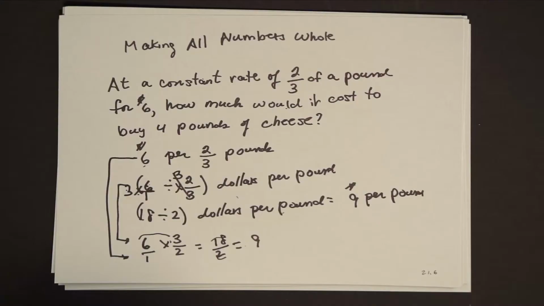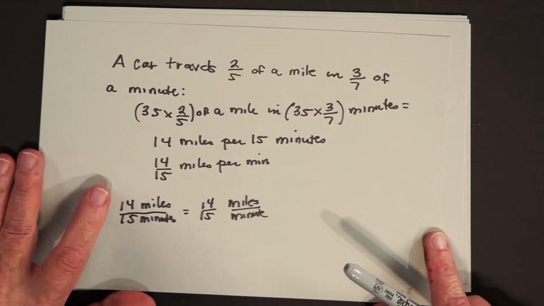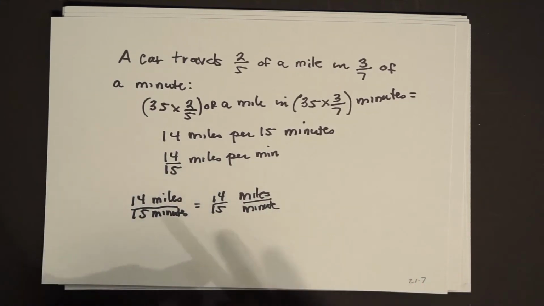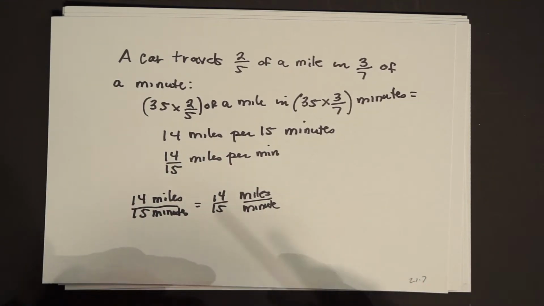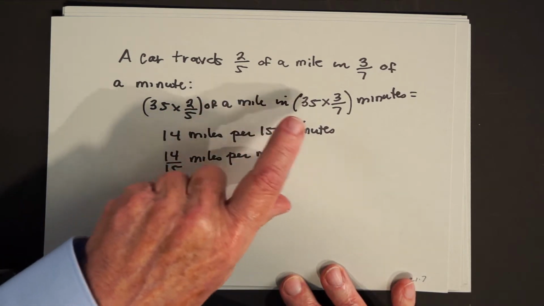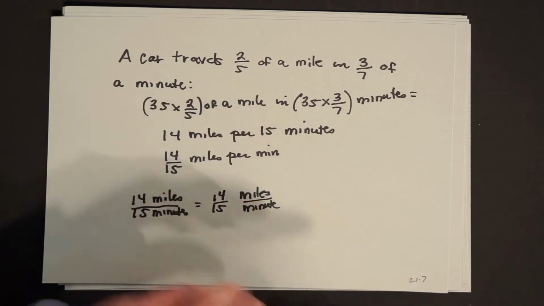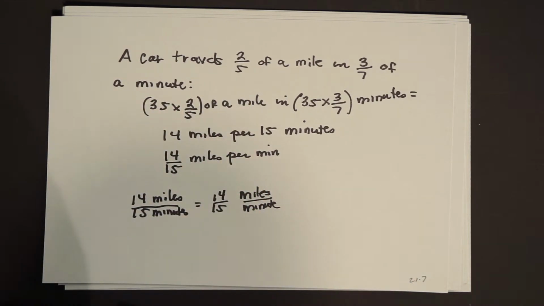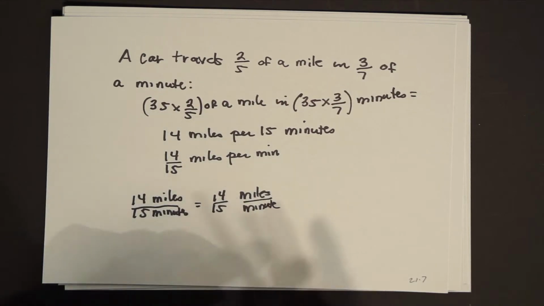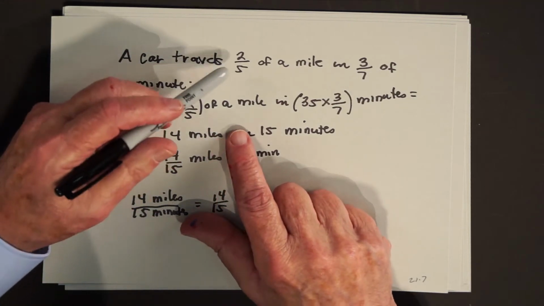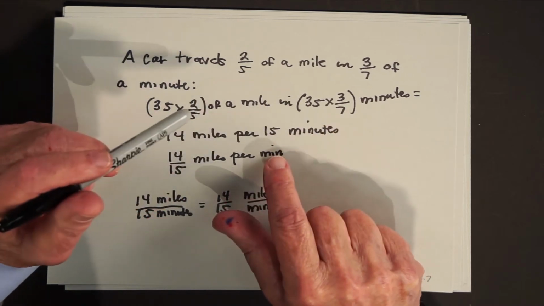Okay? Let's look at another problem that might look very complicated and see what we could do with that. I'm not going to do too many problems. I just want you to see how you can convert any fraction problem into a whole number problem. A car travels 2/5 of a mile in 3/7 of a minute, okay? And we want to find out how many miles per minute it went. See, so it went 2/5 of a mile in 3/7 of a minute.